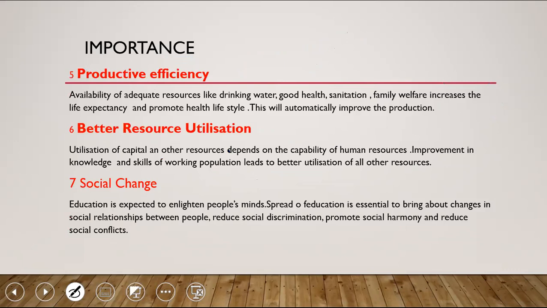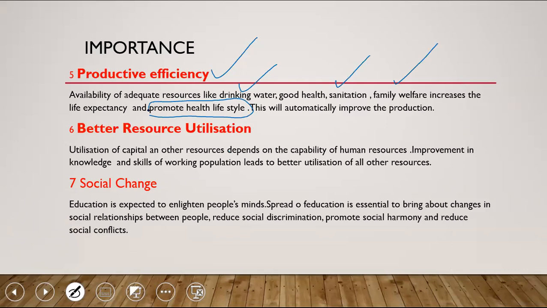Then we know that when social infrastructure is provided, automatically productive efficiency will increase. How can the productive efficiency increase? I told you, if good drinking water is available, sanitation facilities are there, family welfare measures are there, this will promote a healthy lifestyle. Please remember, the most important thing in life is health. When your family member's health is good, you are also happy. Your own productivity will increase.